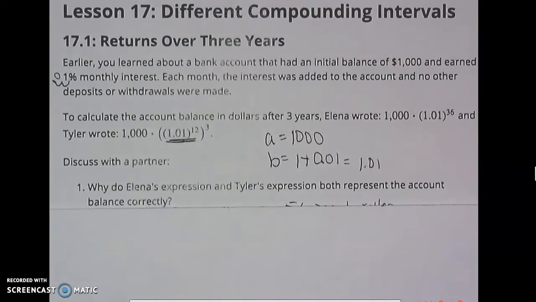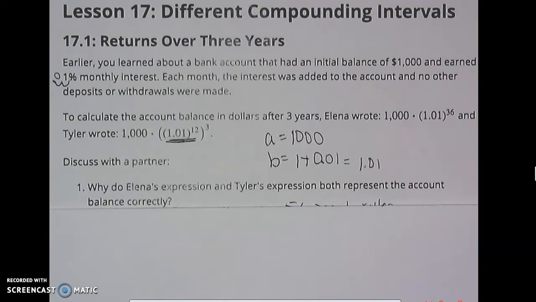Today we're going to talk about different compounding intervals. And the first thing we're going to look at is return over the years. So earlier you learned about a bank account that had an initial balance of $1,000 and earned 1% monthly interest. Each month the interest was added to the account and no other deposits or withdrawals were made.